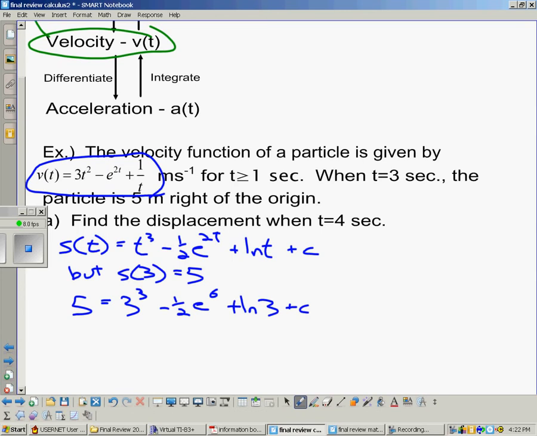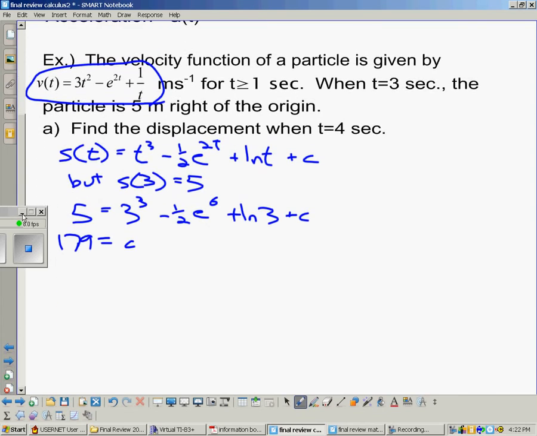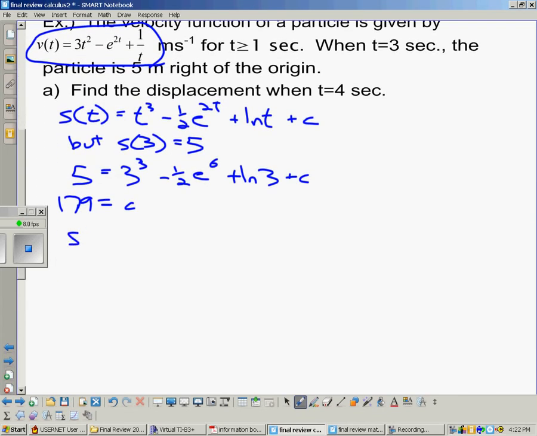Okay, pretty straightforward equation for you to solve in your GDC. We won't take the time out to do it right now. You can take my word that it's 179, or you can send me an email saying that it's not. Okay, now that we know the actual equation for the displacement, e to the 2t plus ln t plus 179 at the end.